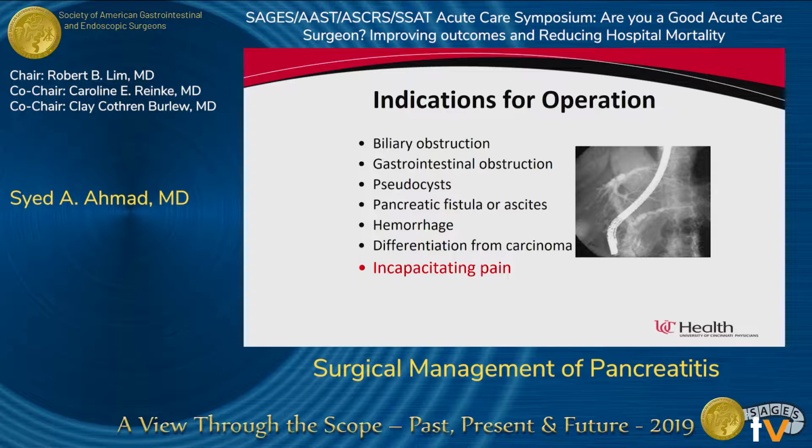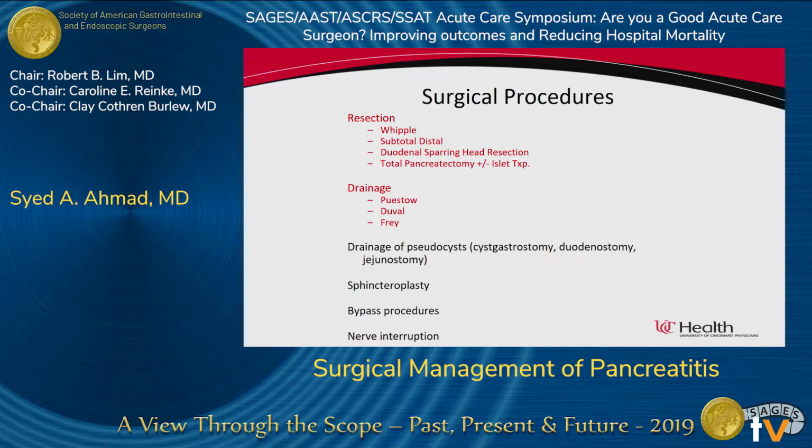So what are the indications to operate in someone with chronic pancreatitis? The overwhelming number one cause of need for surgery is incapacitating abdominal pain that's refractory to medical management, refractory to high-dose narcotics, and altered quality of life. There are other indications for operative intervention, including complications related to the disease like biliary obstruction, GI obstruction, pseudocyst formation, fistula formation, bleeding. And another cause is a subset of patients require operative intervention to differentiate whether or not a malignancy is existing.